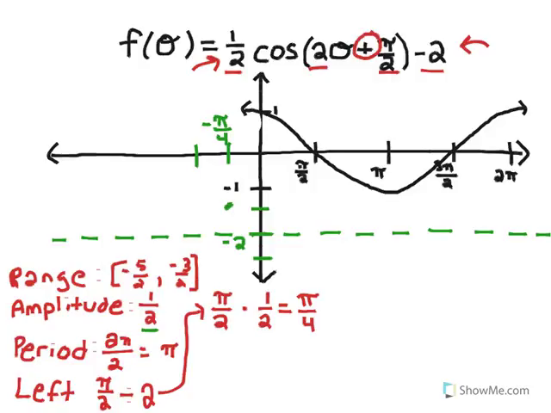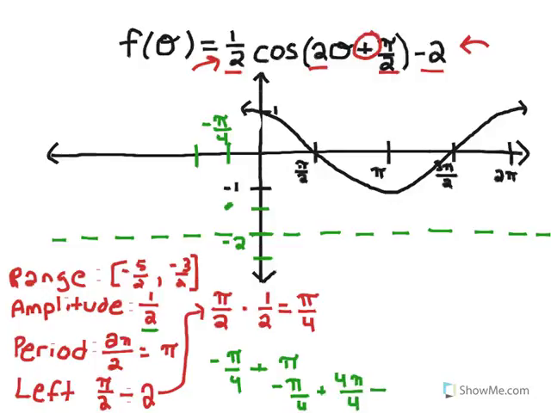We can find our end point for this function by doing the value of our starting point, so that's negative pi over 4, plus our period, which is pi. We have to make a common denominator, so we get negative pi over 4 plus 4 pi over 4.